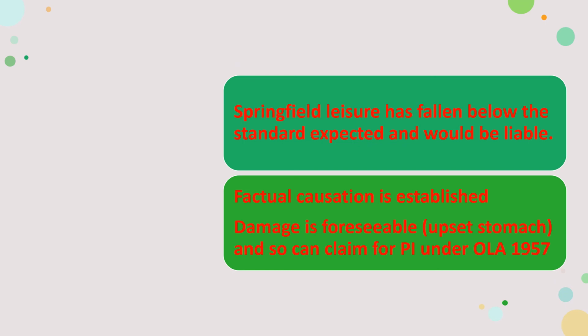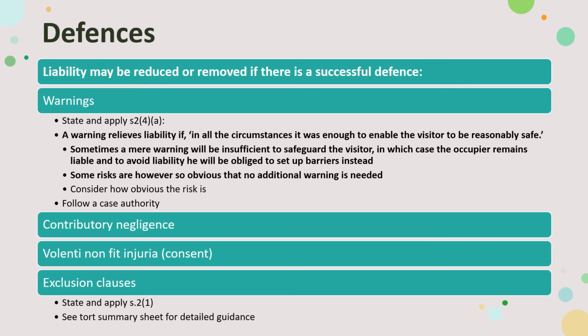If the premises weren't as they were, as in berries being available, Lisa would not have been injured or had an upset stomach. The damage is foreseeable. The upset stomach, in those circumstances, it's quite likely that it could happen. So therefore, she could claim for personal injury under the Occupiers' Liability Act of 1957.